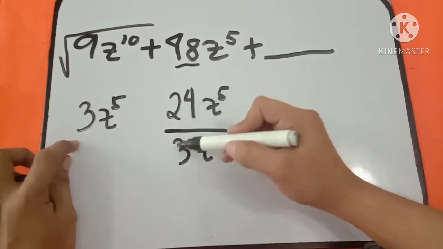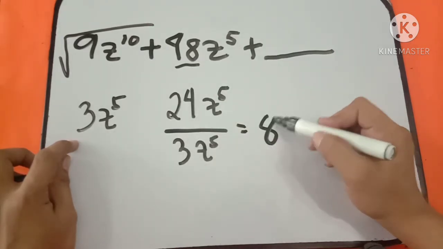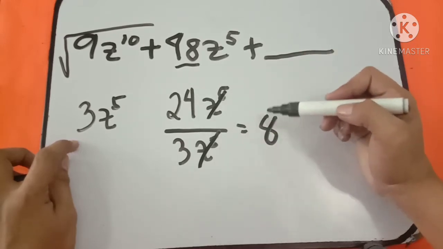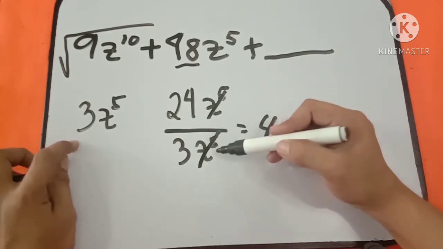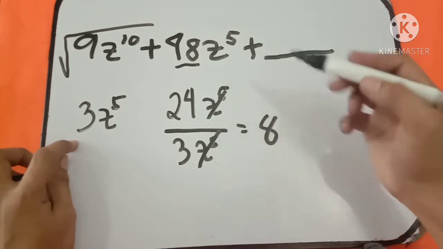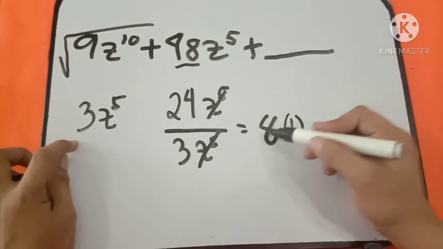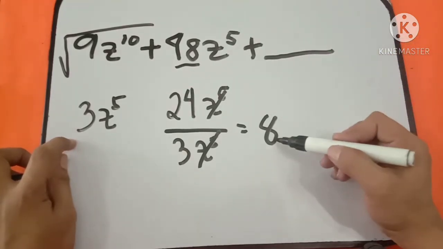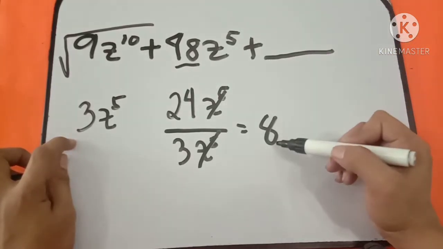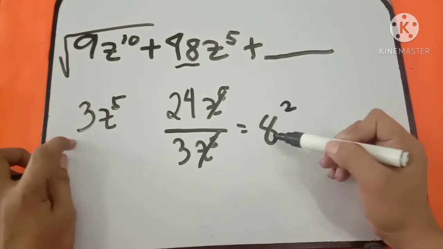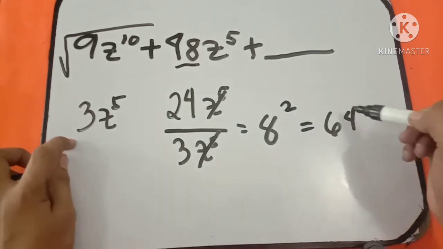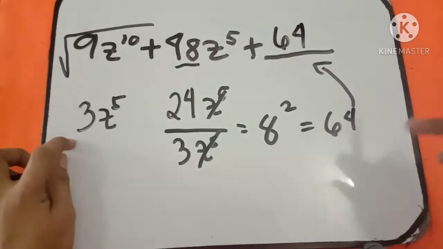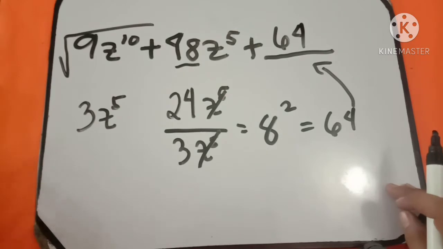24 divided by 3 is 8. Then z raised to 5 divided by z raised to 5 cancels, that means z raised to 5 divided by itself is equal to 1. And 8 times 1 is still 8, so you don't have to write it. So we have here now 8. Then we have to square this 8. 8 squared is 64. So we have here 64, and that is the value for the last term. I hope this is clear.